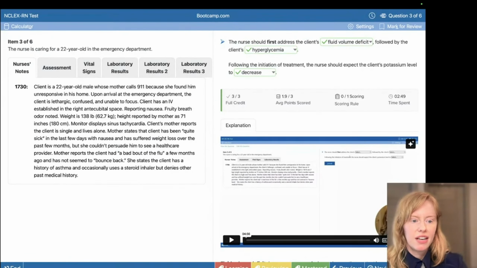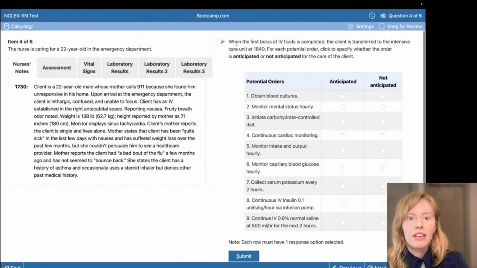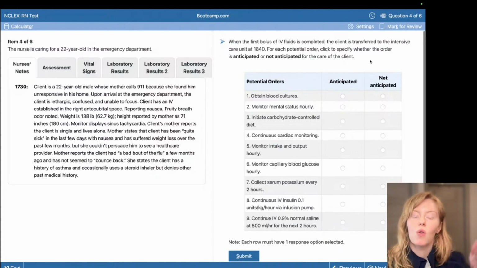So let's look at that here. In question 4, we've given a bolus of IV fluids, transferring to the ICU. Now for each of these potential orders, click to specify whether the order is anticipated or not anticipated in the care of the client. And so let's take these one at a time. Obtain blood cultures.